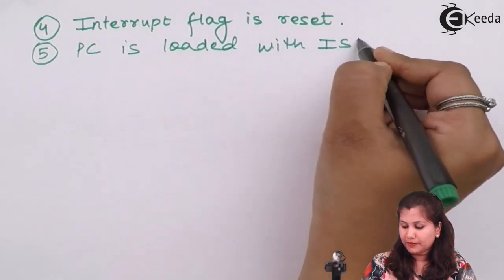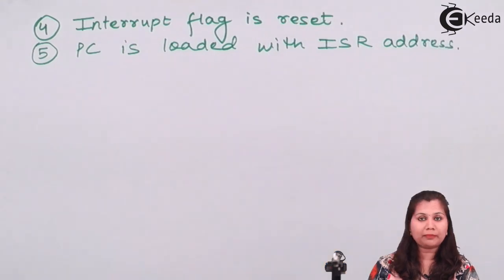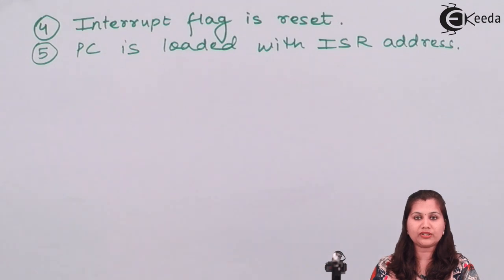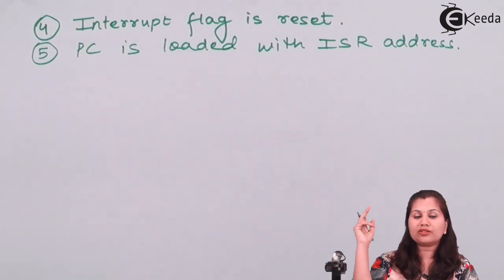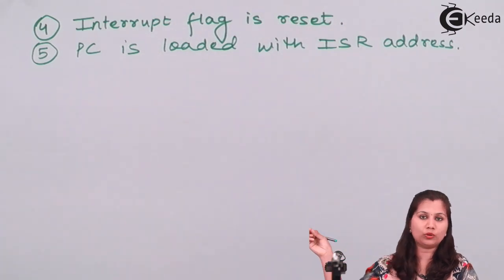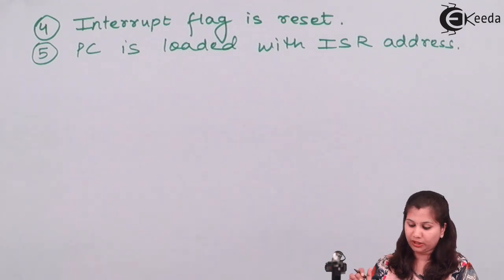And the next step is that the program counter is loaded with the interrupt service routine address. Because now the microcontroller has to jump to that memory location where the service routine is written, the program counter is loaded with the address of the service routine, so that the microcontroller can go to that memory location and start the execution of the service routine.